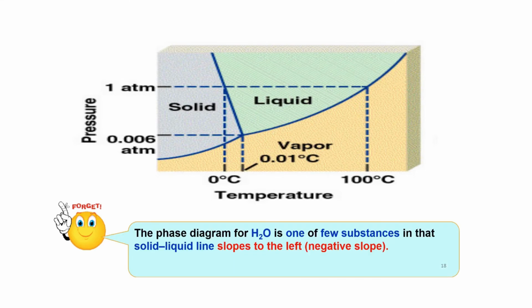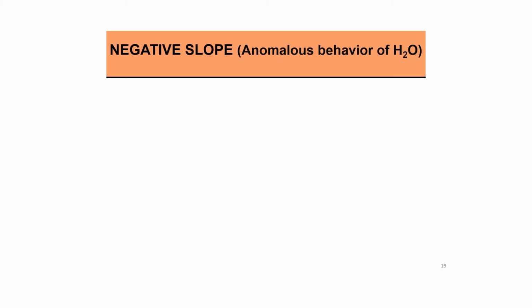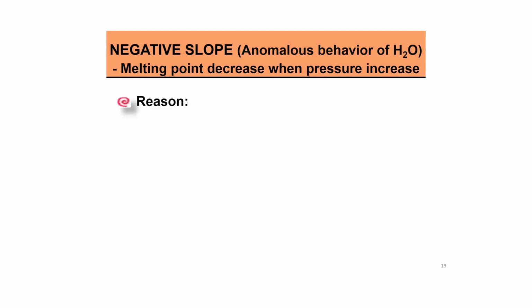Have a look at the phase diagram for water. You can see the solid-liquid line slopes to the left, which is a negative slope. What does it mean? It means that the melting point decreases when the pressure increases. What does the negative slope mean? So it shows the anomalous behavior of water, meaning the melting point decreases when the pressure increases.